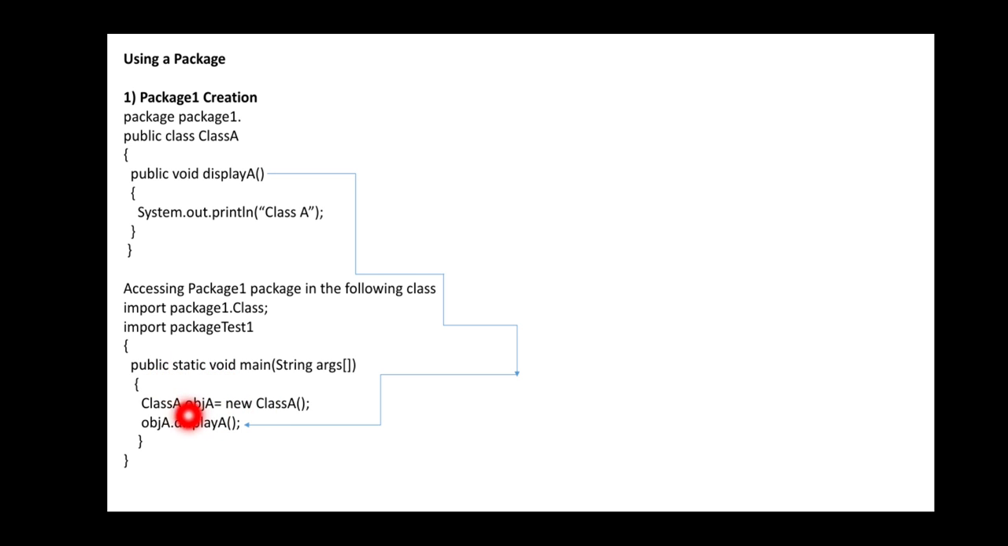And over there you're going to have object a.display, which means object a will call this package method, and you're going to execute the statement, that is class A. So I have made an arrow mark there. What does the arrow mark define? This object a will be calling the display method of class A, which is defined within package1.